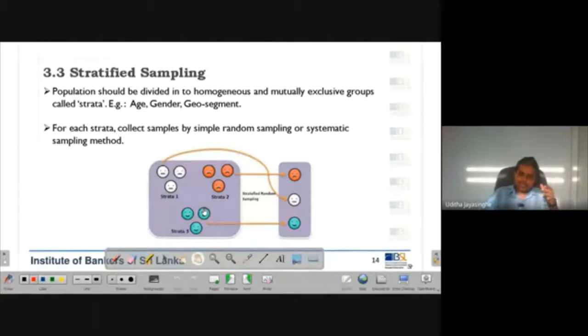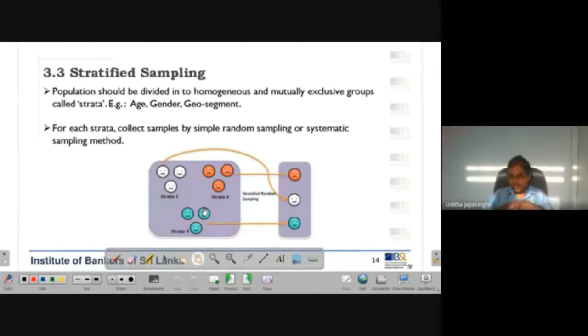White will be western, red will be, let's say, eastern, and blue will be northern. If you take based on, let's say, age, younger, middle, and older, those are not going to occur across strata. One strata, one group, will have one particular element that we are looking at. Now, from each strata, collect the sample by simple random sampling or systematic sampling method.